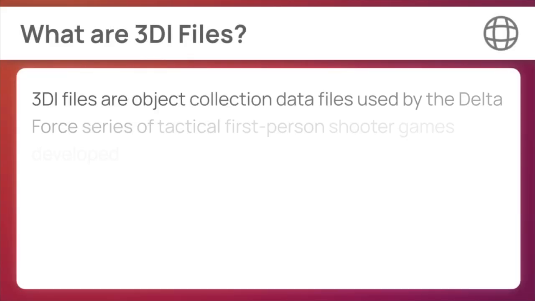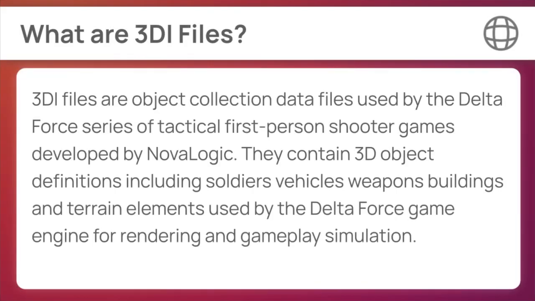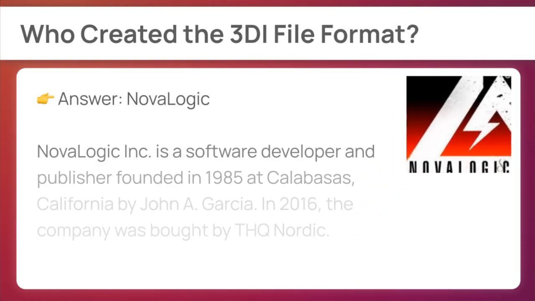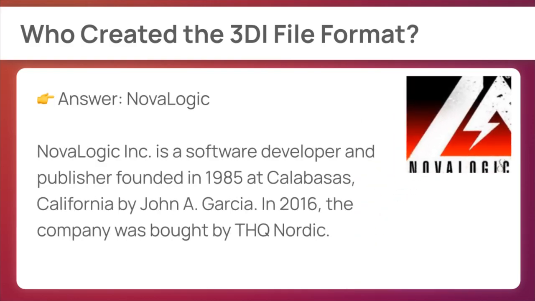3DI files are object collection data files used by the Delta Force series of tactical first-person shooter games developed by NovaLogic. They contain 3D object definitions including soldiers, vehicles, weapons, buildings, and terrain elements used by the Delta Force game engine for rendering and gameplay simulation.